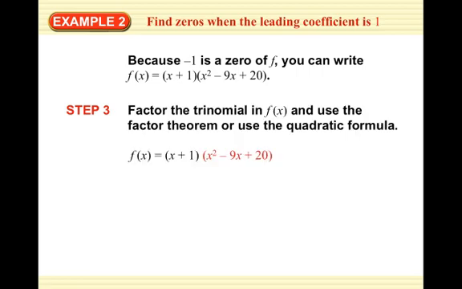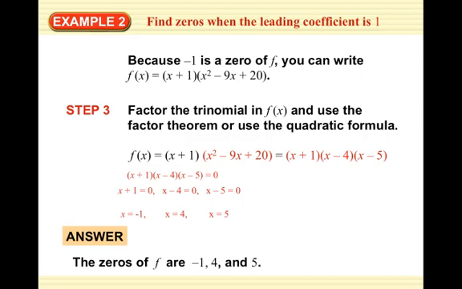You could also use the quadratic formula if you can't factor it. In this case, we can. So we're going to get x plus 1 times x minus 4 times x minus 5. We set that equal to 0. So we have x plus 1 equals 0, x minus 4 equals 0, x minus 5 equals 0. So we get x equals negative 1, x equals 4, and x equals 5. So the zeros of f are negative 1, 4, and 5.